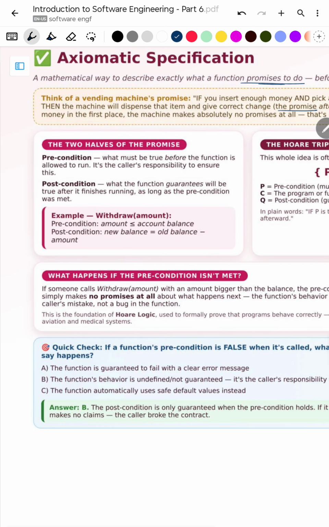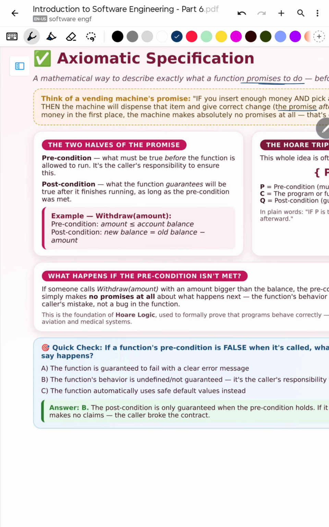So there are two halves of the promises. One is precondition. What must be true before the function is allowed to run? It's the caller's responsibility to ensure this. You're going to call the function, right? Before you call the function, you should ensure that the condition is true so that the output will come. That is your duty to ensure. Postcondition: what the function guarantees will be true after it finishes running, as long as the precondition was met.